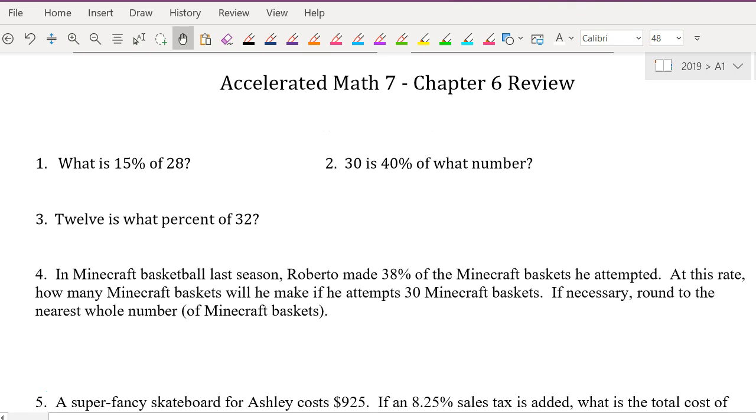It depends on the problem, right? If you just need to find the percent of a number, like number 1, then just put it in your calculator. I know that you understand what a percentage is because 0.15, that's how you write it in a calculator, times 28. Shortcut. So that's our first shortcut, and what is that answer? 4.2.